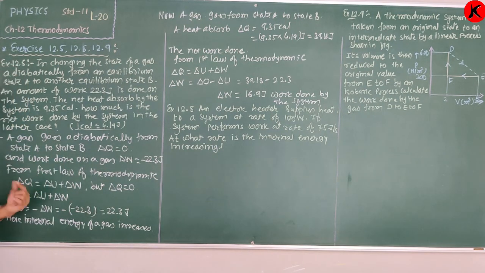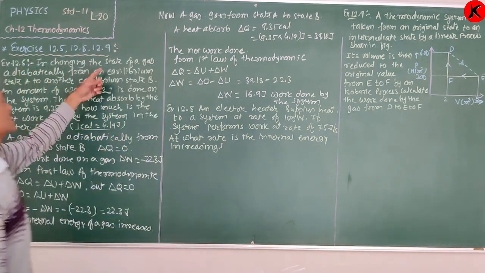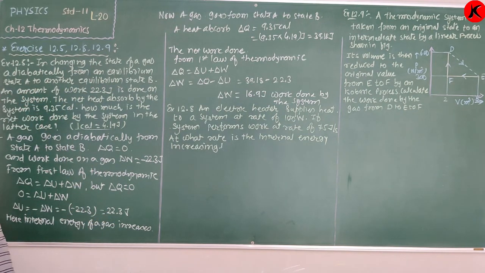From the first law of thermodynamics, delta Q is equal to delta U plus delta W. But that is an adiabatic process, therefore delta Q is equal to 0. Therefore 0 is equal to delta U plus delta W. Delta W is given, so we can calculate the change in internal energy of the gas. The change in internal energy is equal to minus delta W, therefore minus of minus 22.3, that means 22.3 joule. Here that is positive, so we can say that during this adiabatic process, the internal energy of the system is increased.